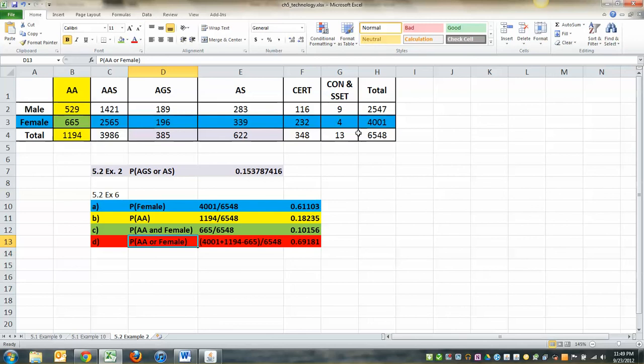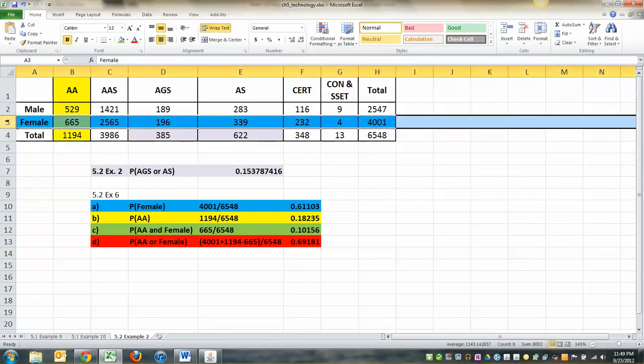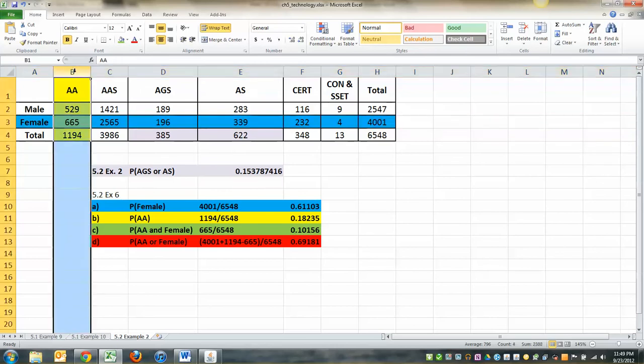Okay, so then the last part is that they want the probability of AA or female, right? Well, that's the probability of female, 4001, that's this row. So you take row 3 and you take their total, 4001, plus this column, the AA column, which is 1194, but you have to take away the 665 because otherwise you've counted it twice. That's no fair. So you subtract 665.